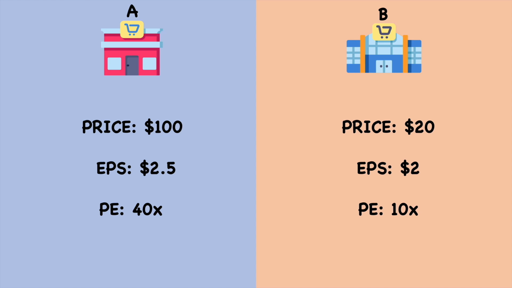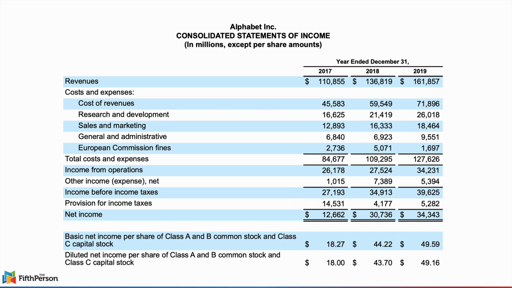Next is, where can you collect the figures to calculate your P/E ratio? One of the most commonly looked at places is your annual report. If you go to the 10-K for the company called Alphabet, this is the income statement. Right at the bottom in 2019, you can see the diluted net income per share is $49.16. That is your earnings per share.